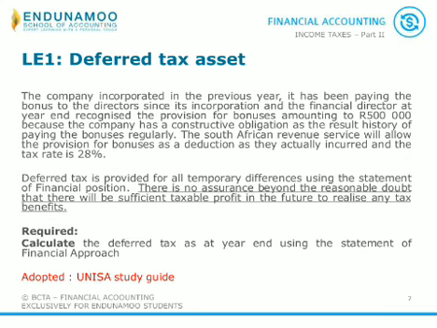The South African Revenue Services, SARS, will allow the provision for bonuses as a deduction as they actually incurred, and the tax rate is at 28%. And with the budget speech that was recently delivered this week, we do know that the tax rate has remained consistent and unchanged at 28%.